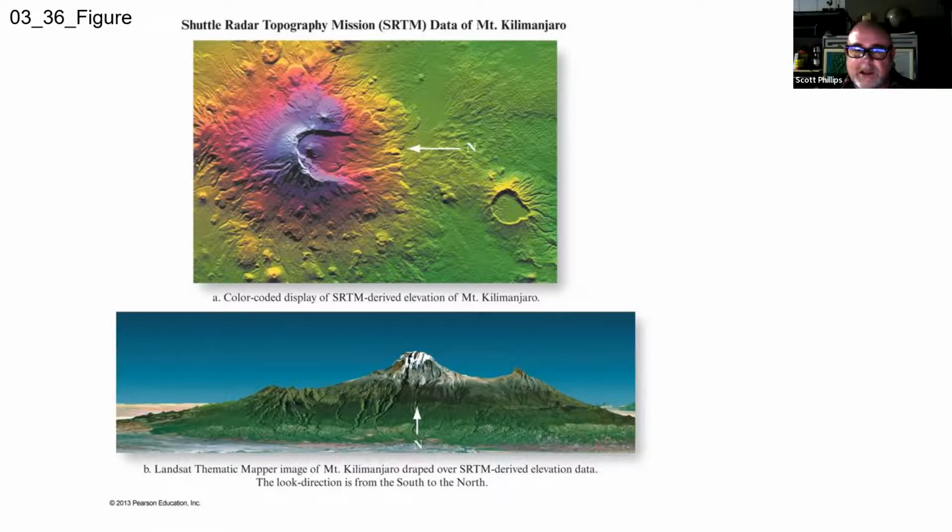It can penetrate clouds. And in the early 90s, this kind of insane mission where they took a space shuttle and turned it into this giant radar apparatus and flew around the Earth for days and collected detailed elevation data over much of the Earth. And I'll include a video that shows some of that as well.